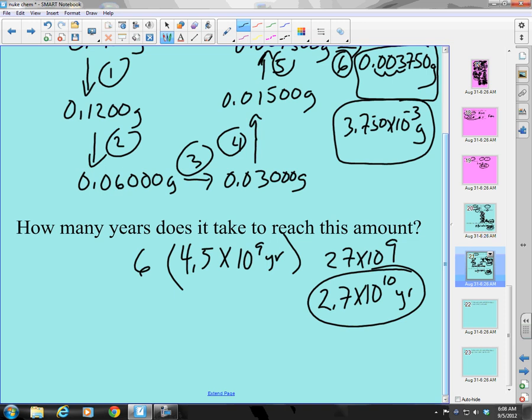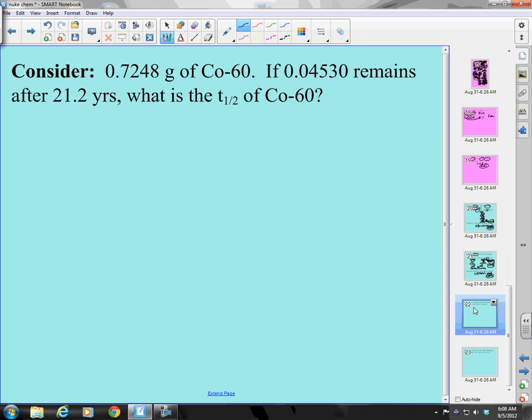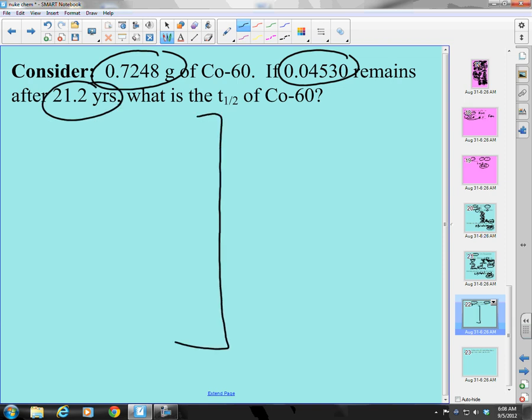Good. Next type of half-life question. Okay, we have 0.7248 grams of cobalt-60, and it tells me I have 0.04530 remaining after 21 years. What is the half-life? Okay, here's the way I work this kind of problem. I have a starting amount, and I have an ending amount, and I have a total number of years. So, here we go. This is my total years. I have 21.2 years, right?